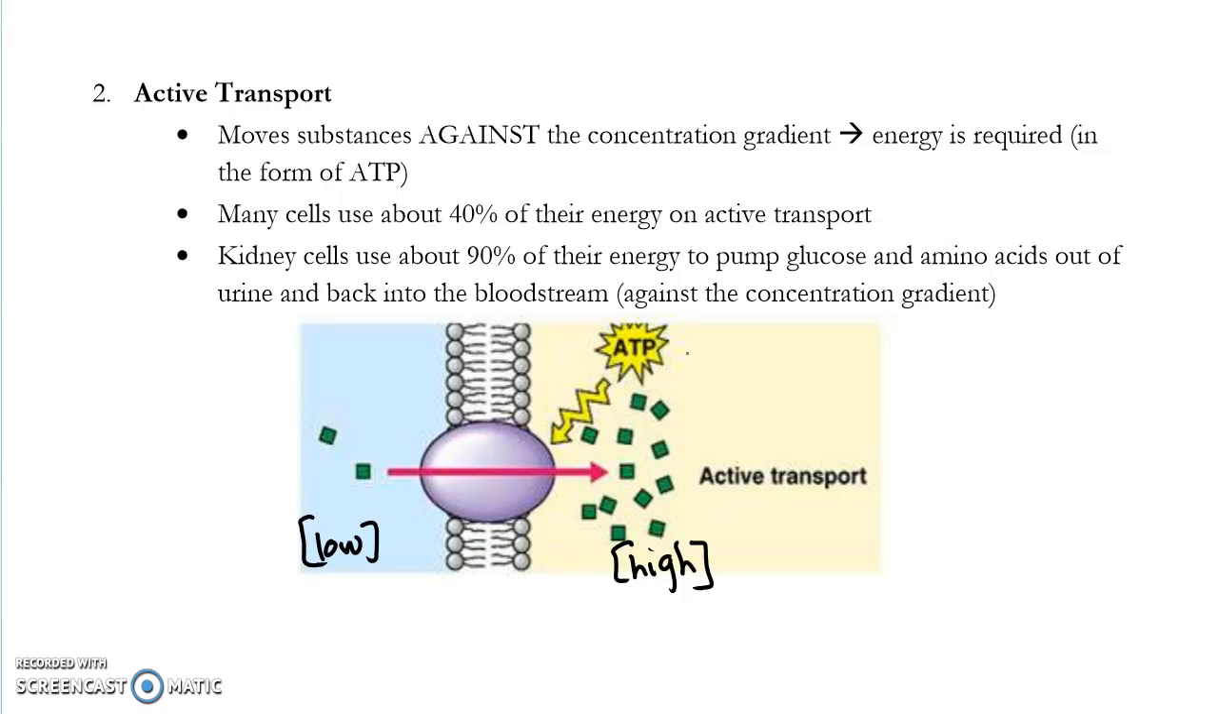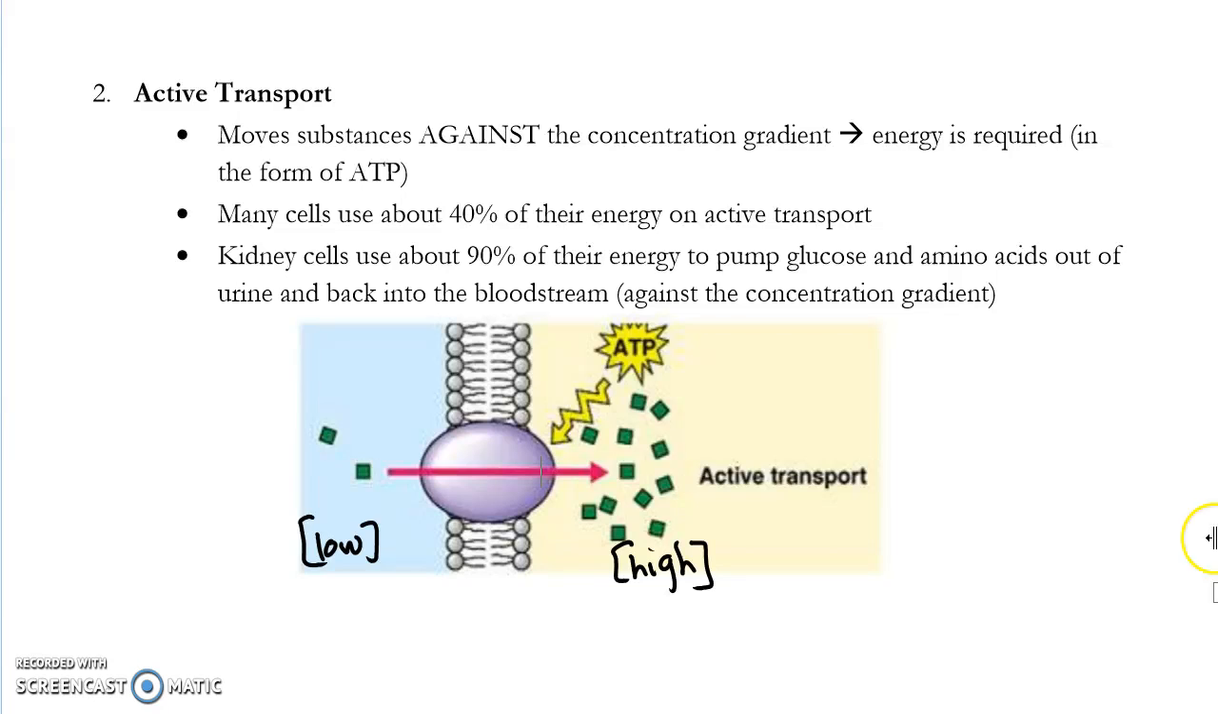Now, I know it sounds inconvenient, but it actually happens more often than we think in our cellular processes. Many cells use 40% of their energy on active transport. A good example would be the kidney, right? Because sometimes certain cells need glucose even though there is a gradient going another way. So it is a pretty important process either way.